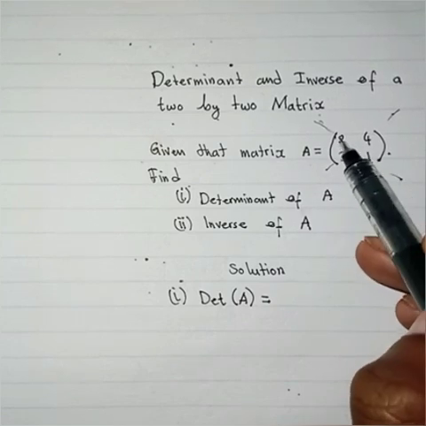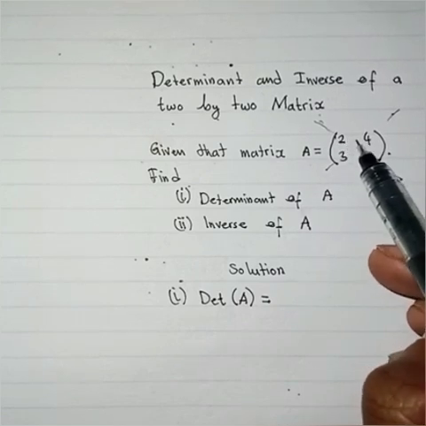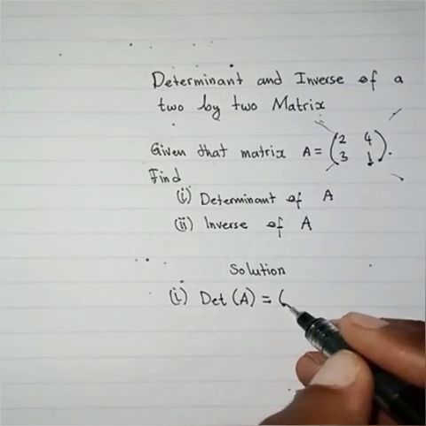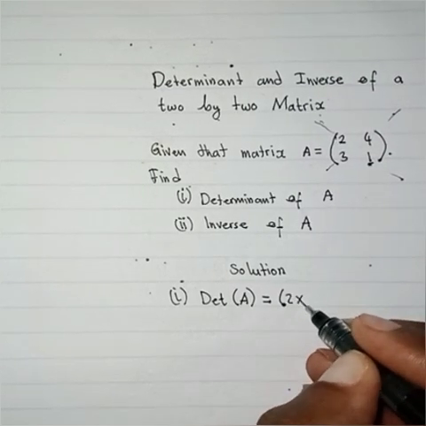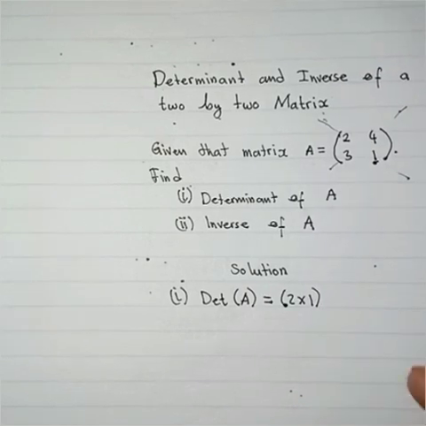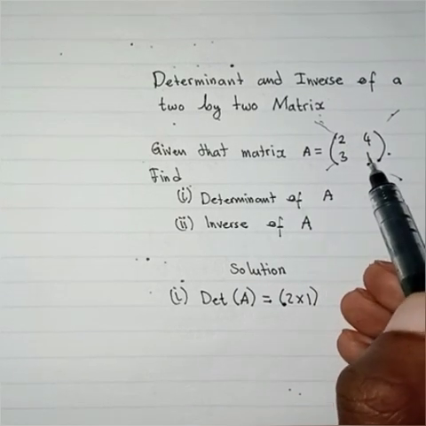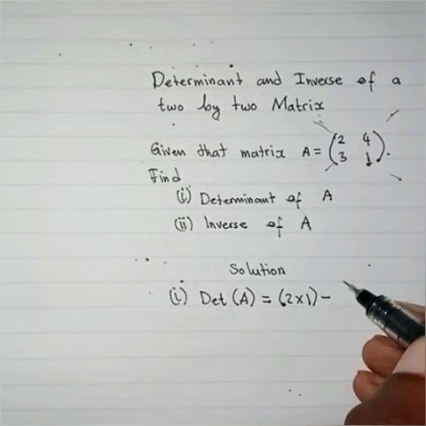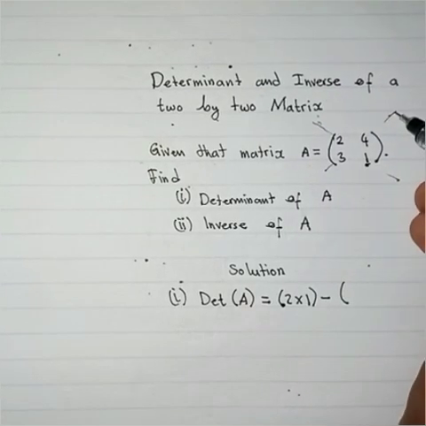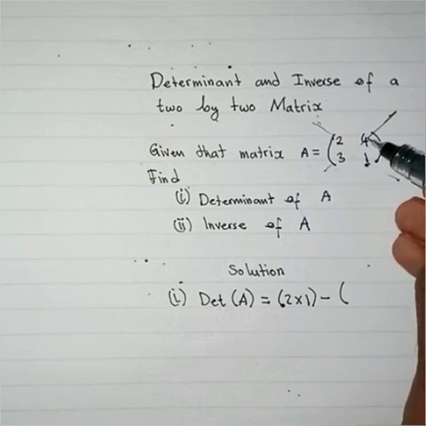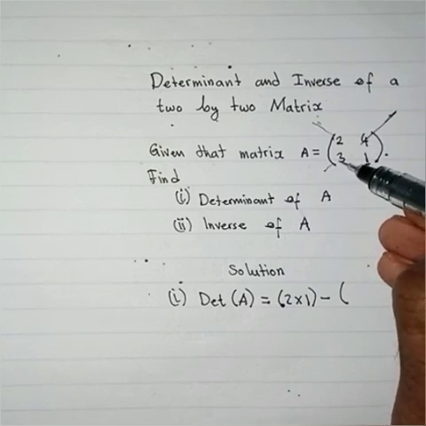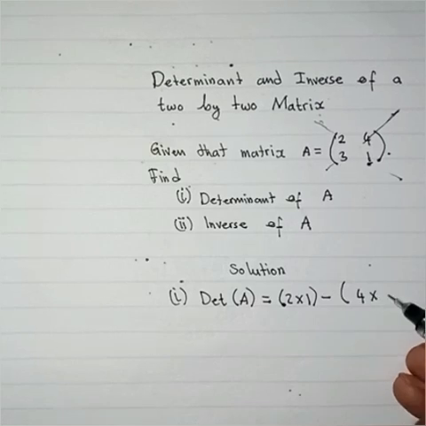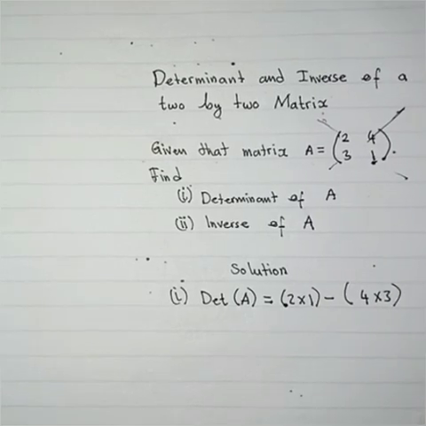Let us multiply the entries in the major diagonal. So we say, open parenthesis, 2 times 1, like that. So we are looking at 2 and 1, minus the minor diagonal. So this is the minor diagonal. We have 4 and 3, 4 times 3, like that.